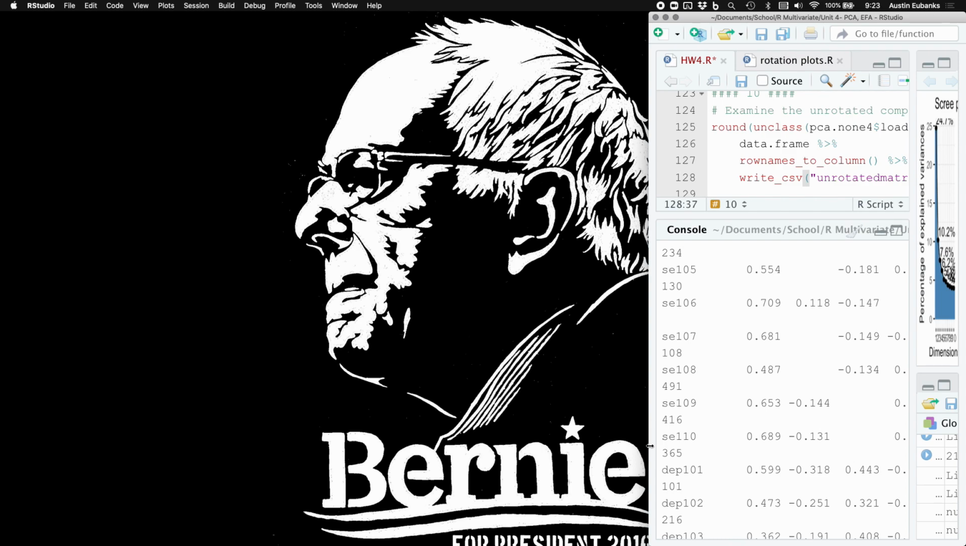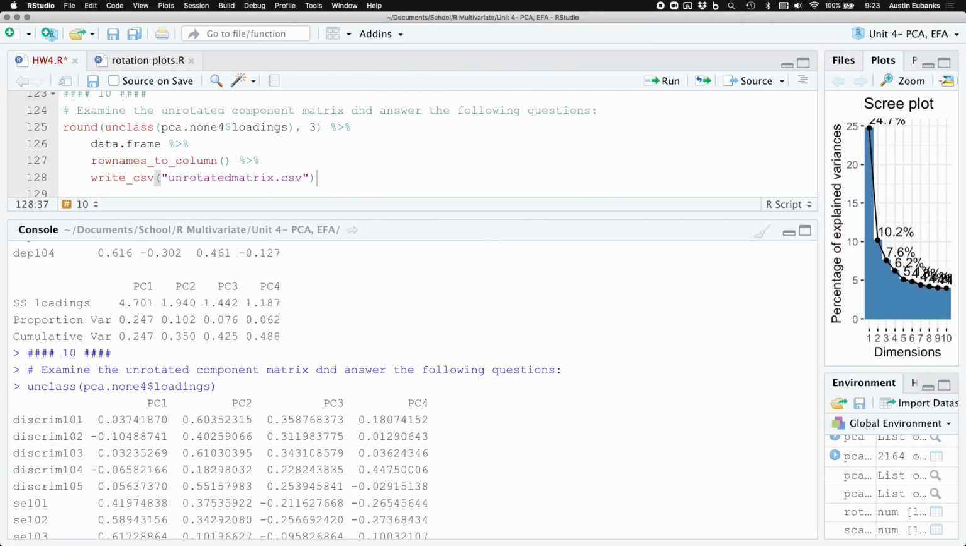Oh man, got me. I don't know if there's chat going on, but what do you guys think for principal component 2? What's the highest loaded variable? Discrim 103. Good. Okay. How about the next one?